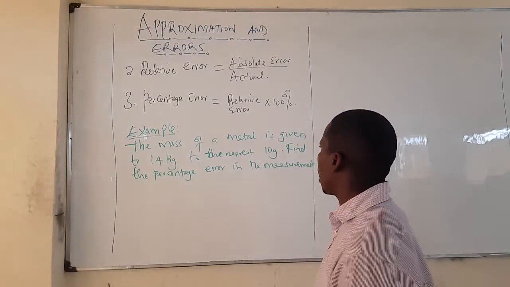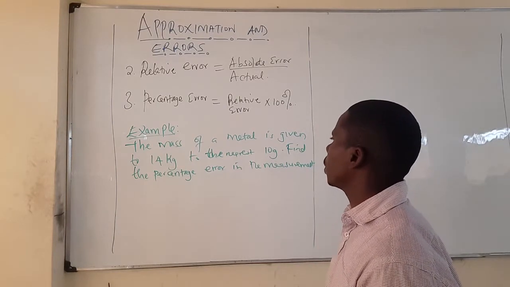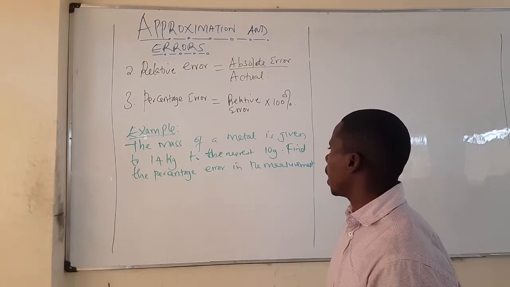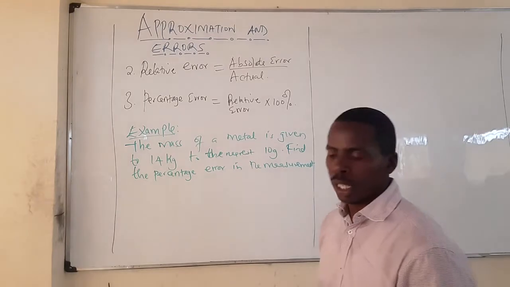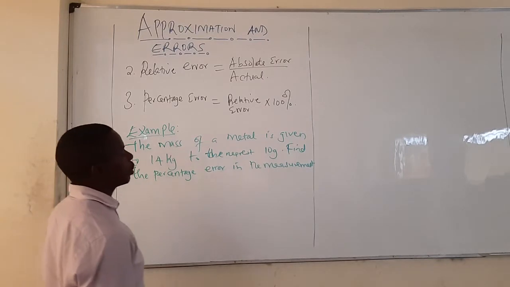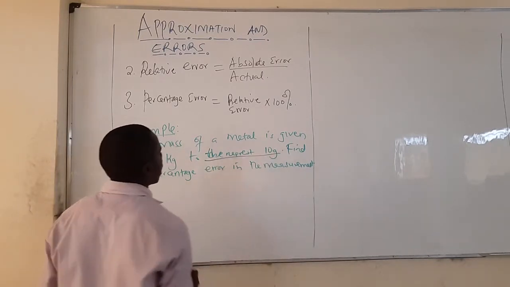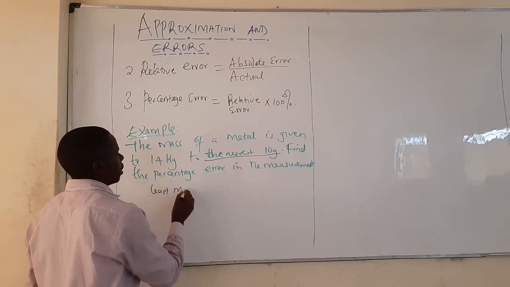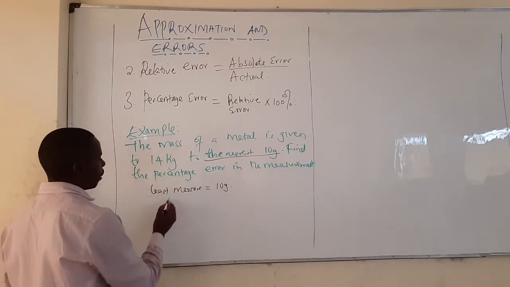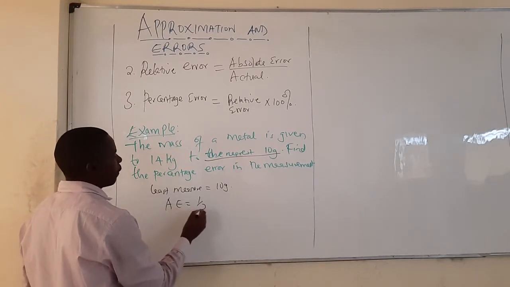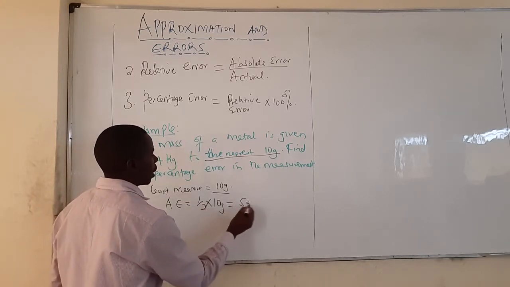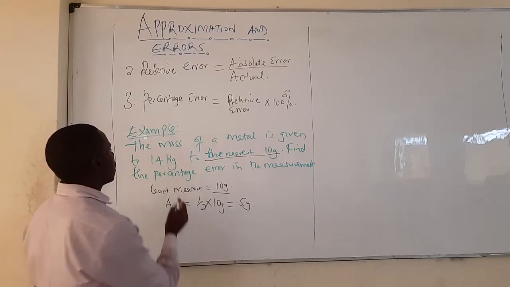The mass of a metal is given as 14 kilograms to the nearest 10 grams. Find the percentage error in the measurement. In this case, we can first ask ourselves what is the least amount of measurement, and in our case we have 10 grams. So the least measure is 10 grams. You need to first get the absolute error, which is half times the least amount of measure, which is 10 grams. You get 5 grams.